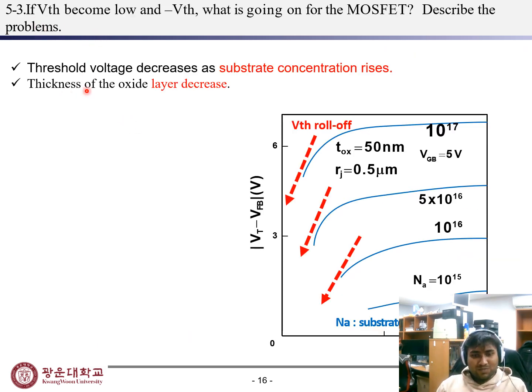If the threshold voltage becomes low and negative, what is going on for the MOSFET? Describe the problems. If the threshold voltage decreases, the substrate concentration rises and the thickness of the oxide layer decreases. We face problems. The substrate concentration rises and the oxide layer decreases. That's why we face more defects in the MOSFET.